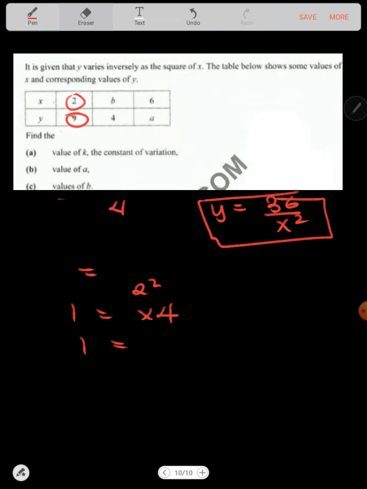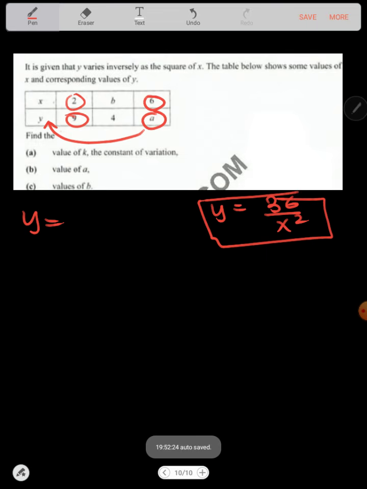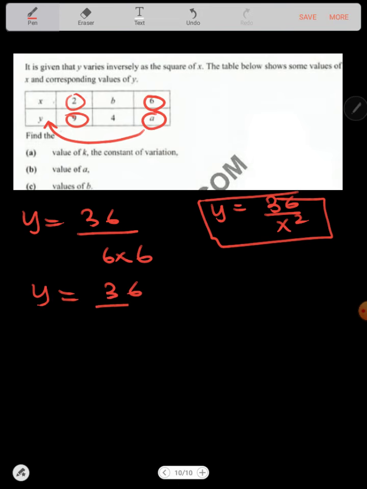Let's go to part B, which says find the value of a. When you look at the value of a here, it's the same as finding the value of y. In short, here we are finding the value of y when x is equal to 6. So this is 36 over x squared. It means this, right? Good. So this is 36 over 6 times 6, which is 36. So y will be equal to 1.